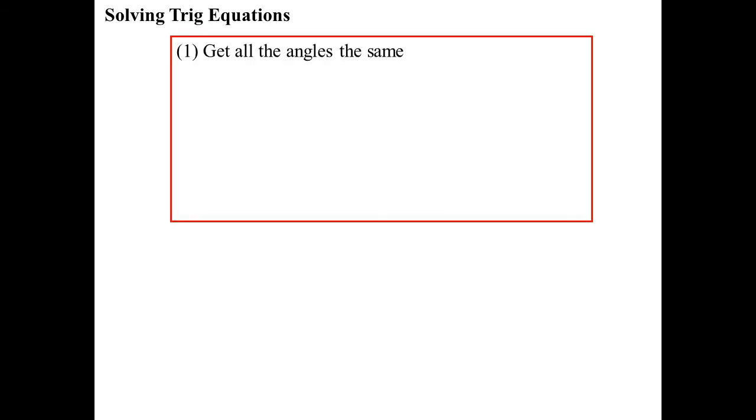Okay, solving trig equations then. At the end of the day, we just want all the angles to be the same. So if we've got a mixture of thetas and 2 thetas, get them all to thetas, or get them all to 2 thetas. We want the angles the same. Then, of course, they will tell us some sort of range to find answers between. We want that to match what we've chosen the angle to be. So if I've changed it to 2 theta and they've said go between 0 and 360 for theta, then I'll go between 0 and 720 for 2 theta.